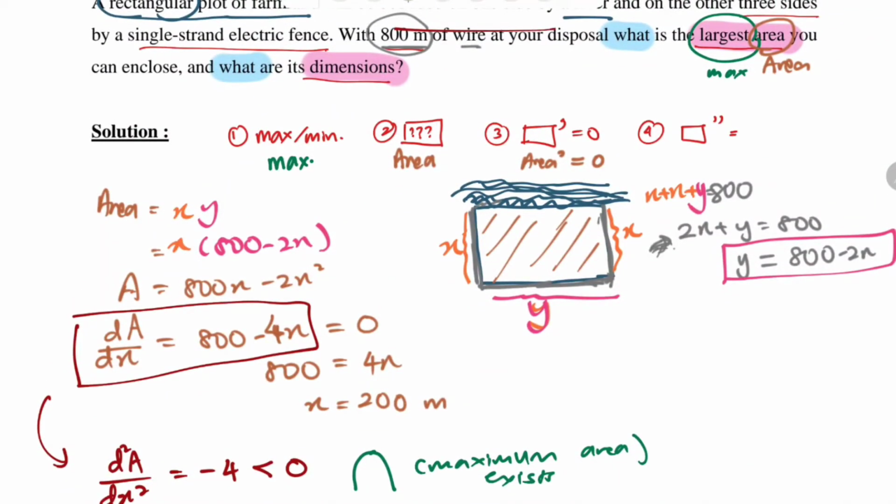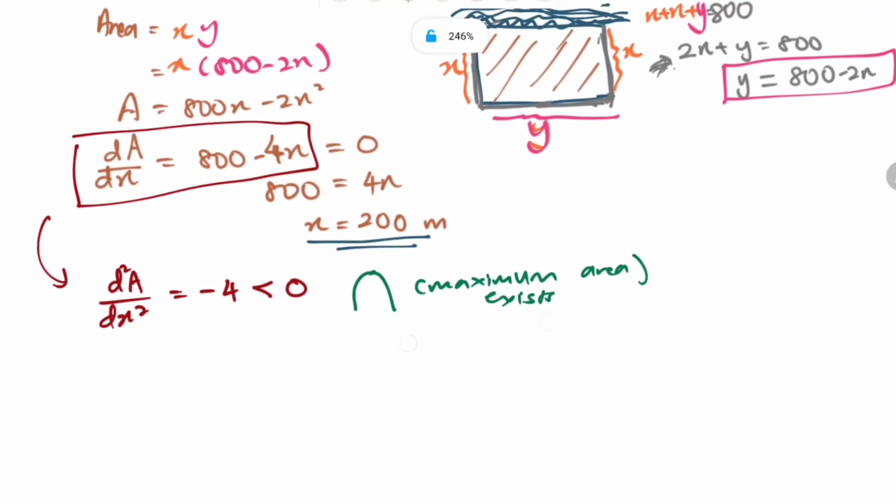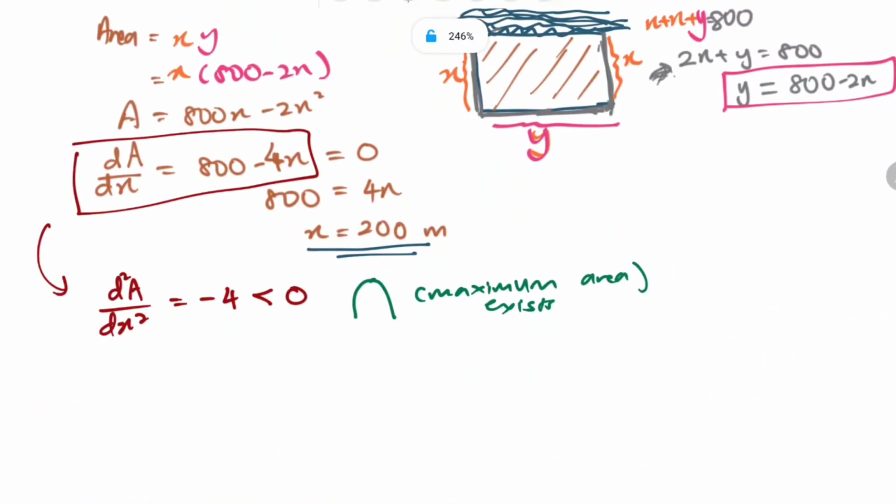But hold on a minute. The question wants us to find what is the largest area and also what are its dimensions. So this x equal to 200 is giving us the dimension. But of course, the dimension doesn't want only just the value of x, but also wants the value of y. So we also need to find the value of y, and then what other information does the question want? It also wants us to find the largest area. So this means we want to state what is the value of area that maximizes the rectangular plot of farmland. Okay, so this means we have to find the value of y.